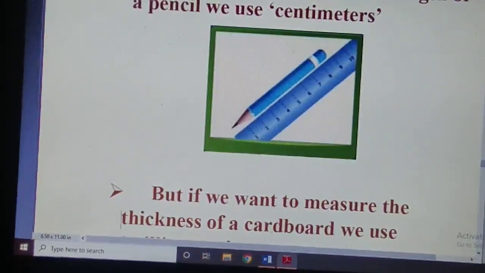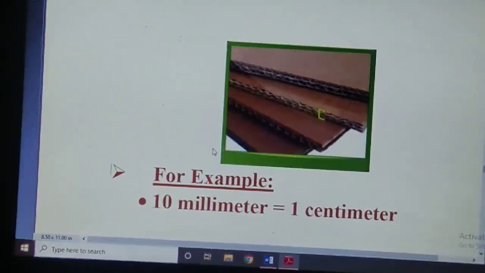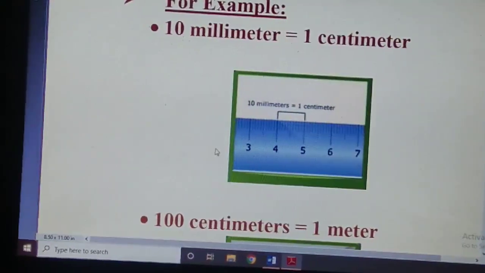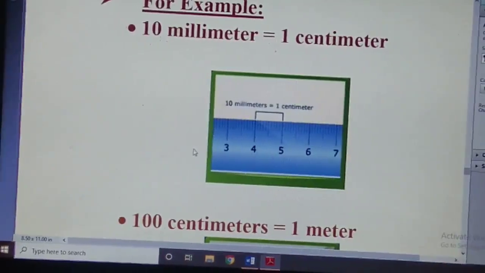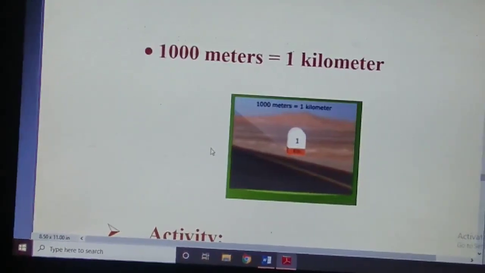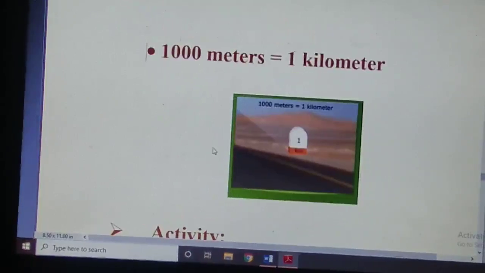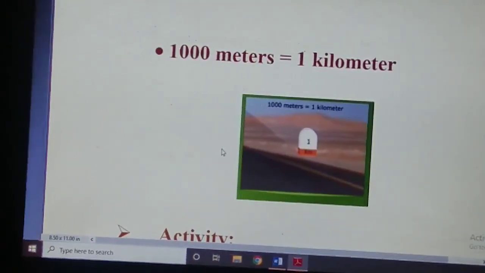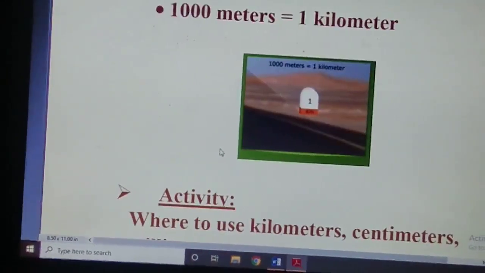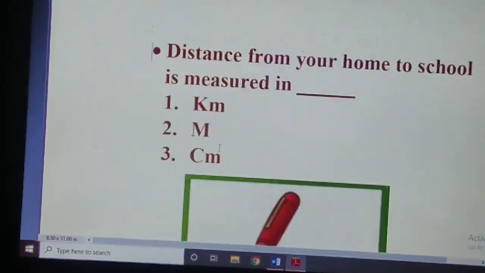But if we want to measure the thickness of the cardboard, we use millimeters. For example, 10 millimeters is equal to 1 centimeter. Like it, 100 centimeters is equal to 1 meter. 1000 meters is equal to 1 kilometer. We can convert as per our requirement. Let us see where to use kilometers, centimeters and millimeters.